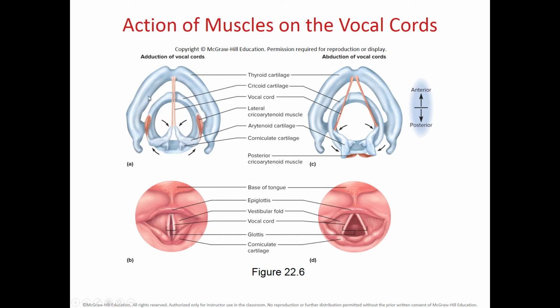So when you adduct your vocal cords, you close your glottis, and then you can produce a high-pitched sound. And when you abduct your vocal cords, when you separate them and open your glottis, then you produce low-pitched sounds.